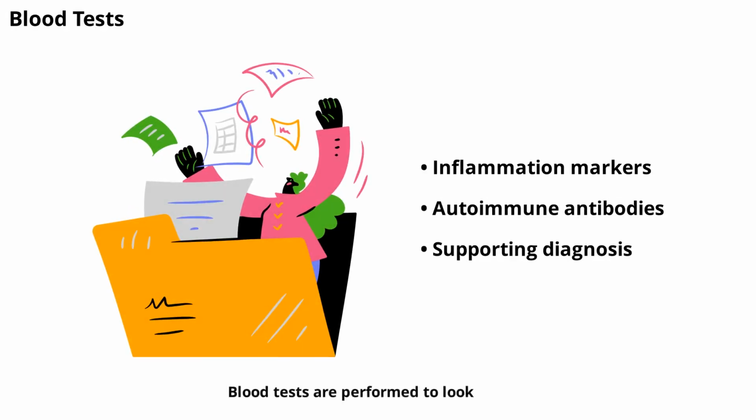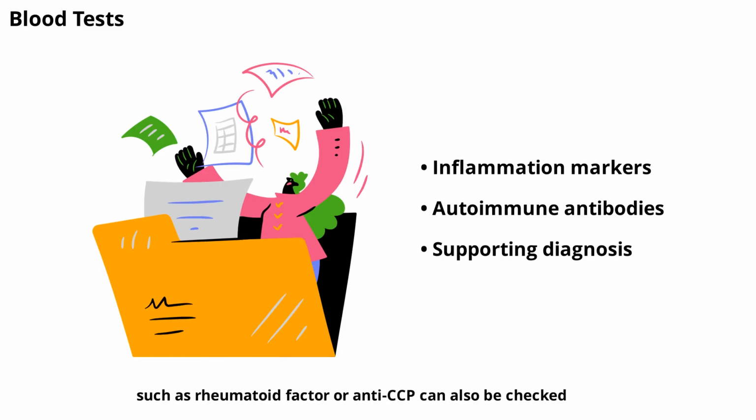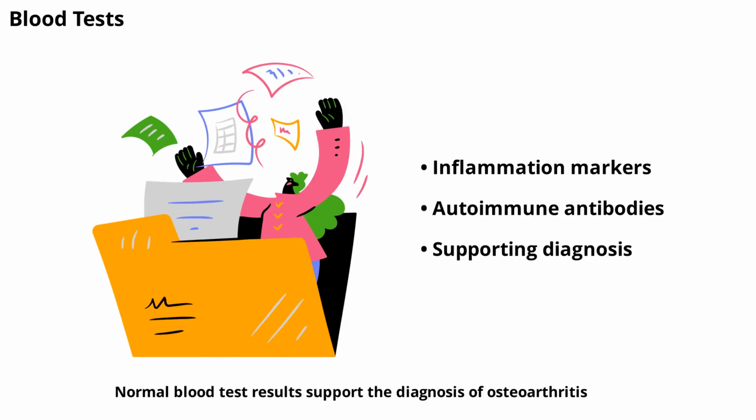Blood tests are performed to look for signs of inflammation or autoimmune activity, which are not typical of osteoarthritis. Elevated markers such as ESR or CRP may suggest another diagnosis, like rheumatoid arthritis. Specific antibodies, such as rheumatoid factor or anti-CCP, can also be checked. Normal blood test results support the diagnosis of osteoarthritis, while abnormal results may prompt further investigation for other joint diseases.